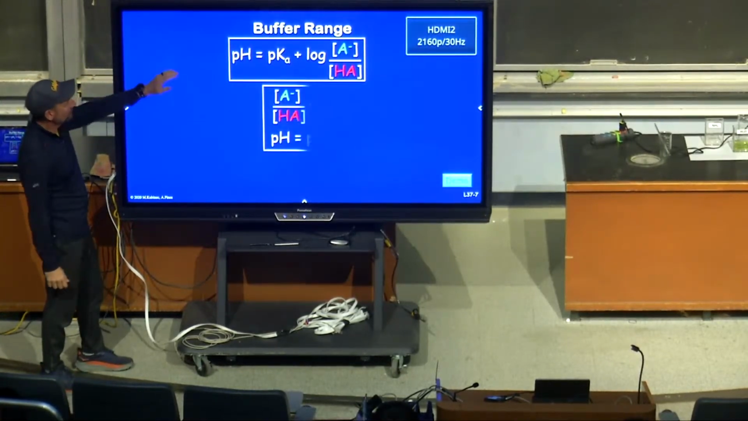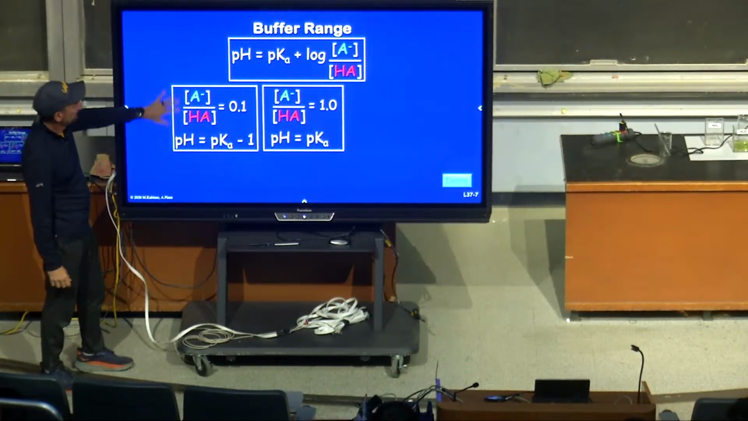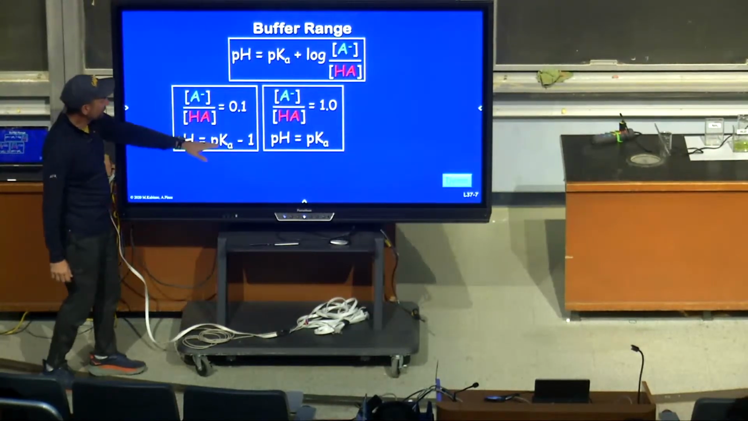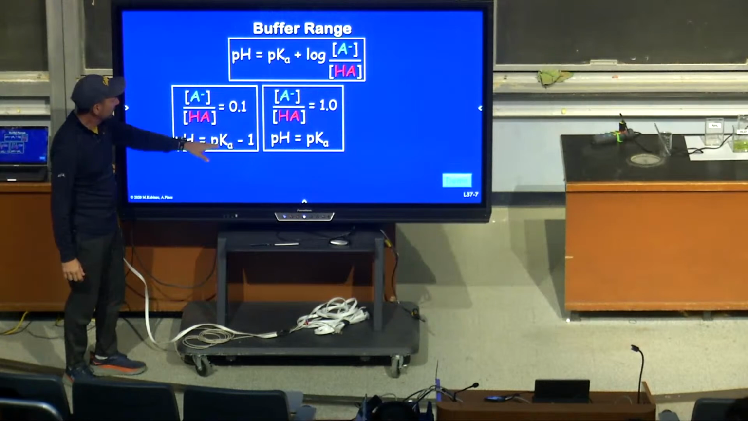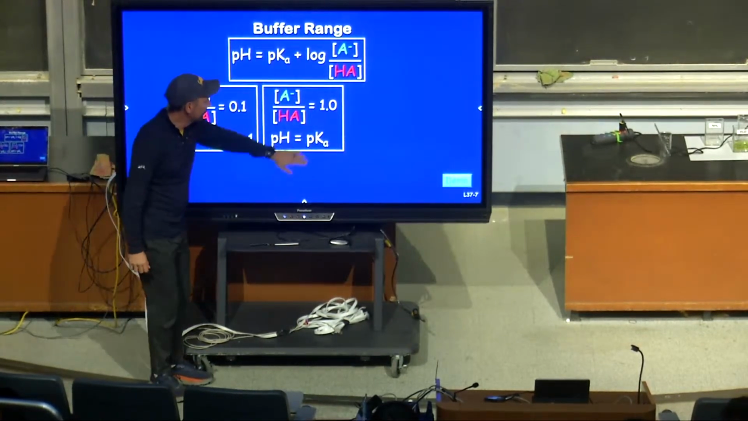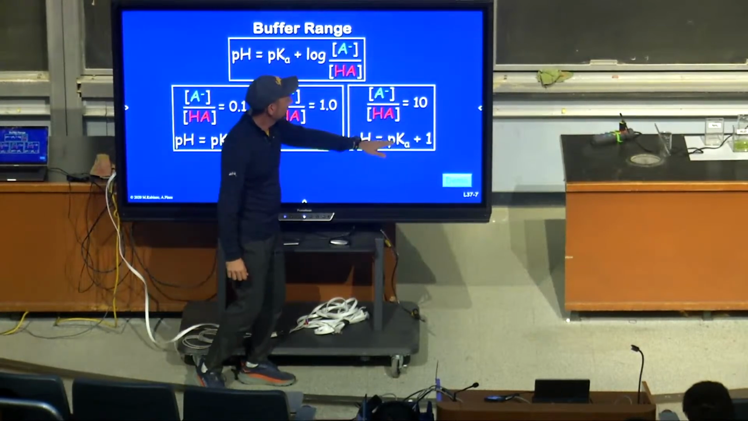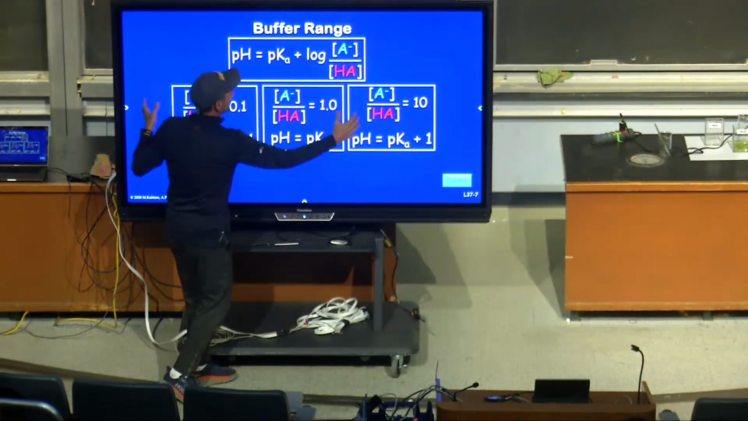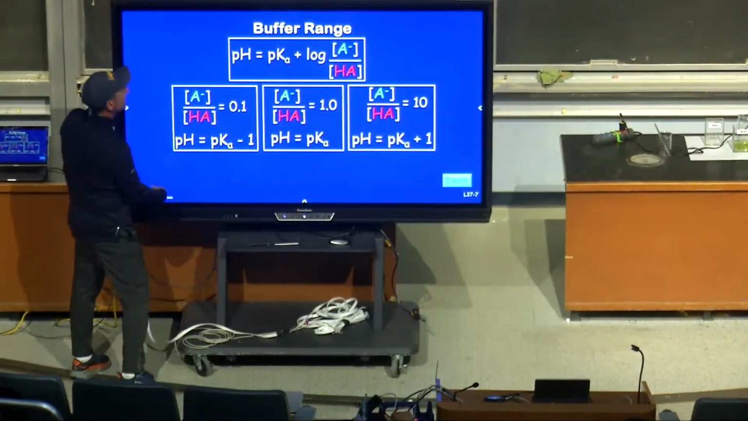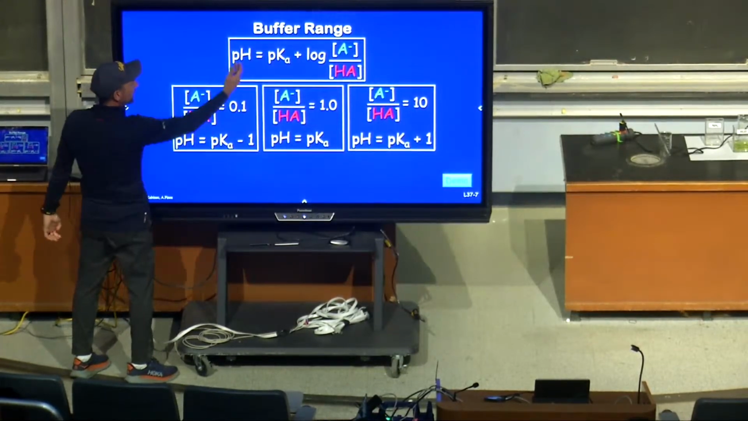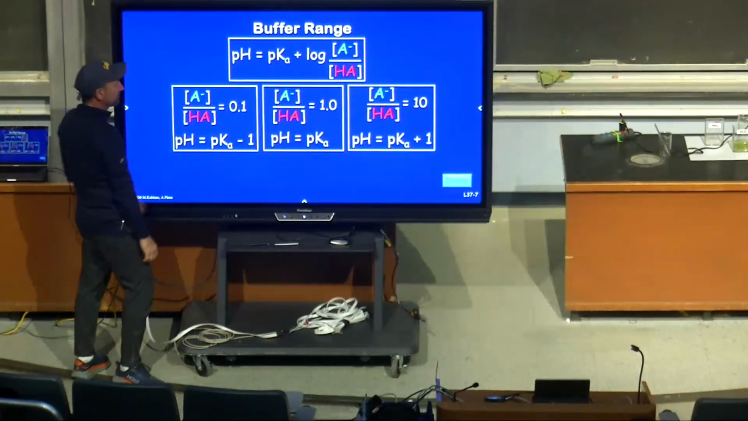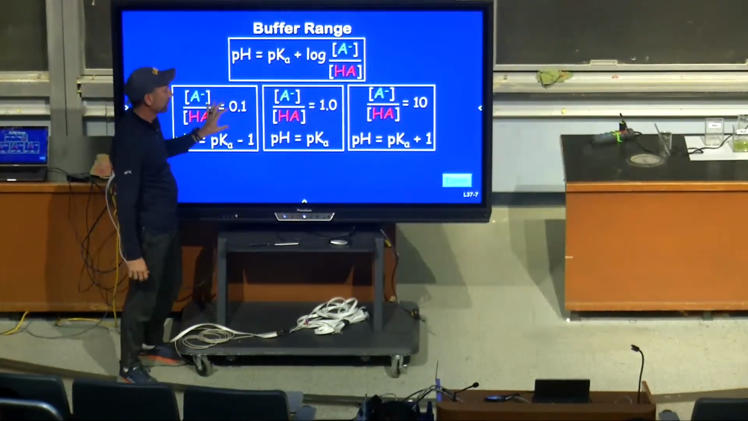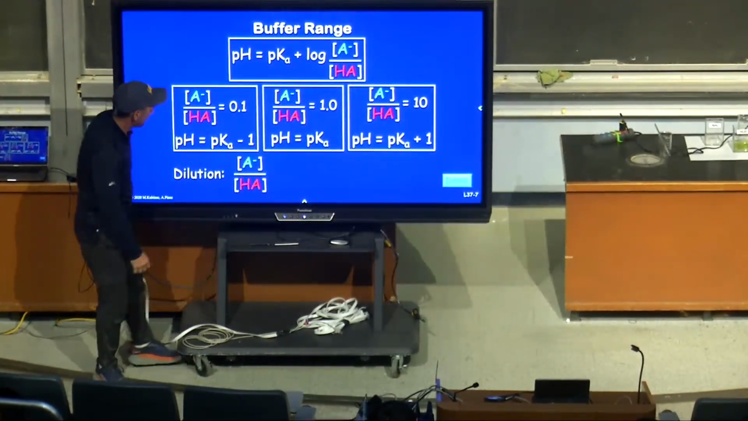Okay, so we'll just summarize. The buffer region goes from a pH a little less than the pKa, through pH equals pKa, to a pH 1 unit bigger than the pKa. That's the buffer region. And that's how you get the pH at any point, though this doesn't work for the whole titration curve. It works well in the buffer region.